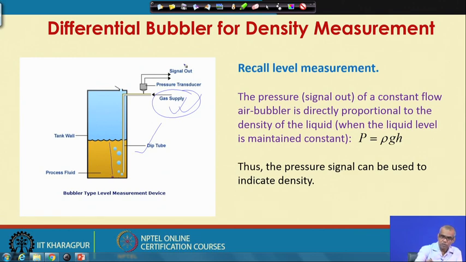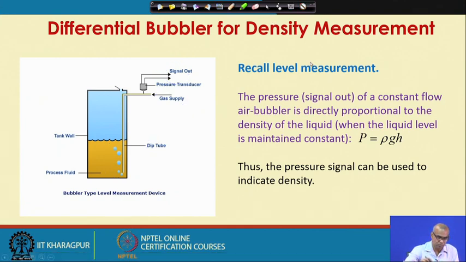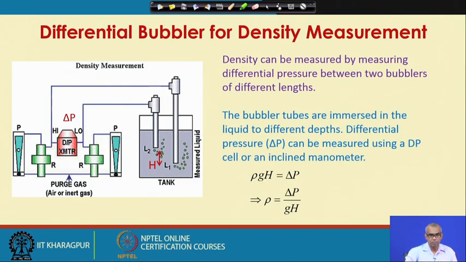So, the pressure signal out here of a constant flow air bubbler is directly proportional to the density of the liquid when the liquid level is maintained constant. So, P equal to rho gH. Thus, the pressure signal can be used to indicate density. Differential bubbler for density measurement.